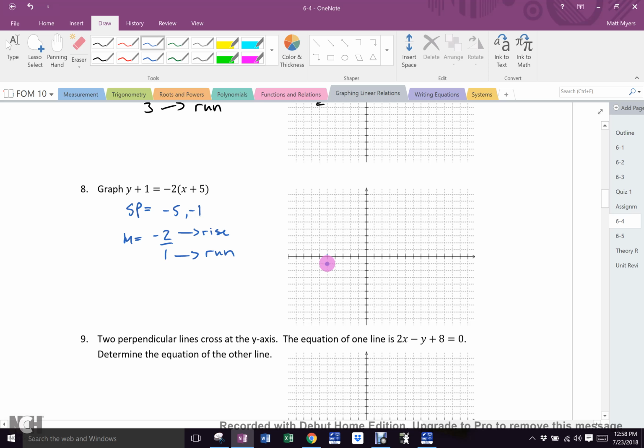So the first one, I'm going to go down 2, and run 1. The other one, I'm going to go up 2 and run 1 the other way. I'm going to make that line. Is everybody good?